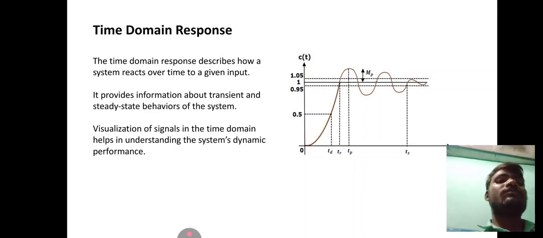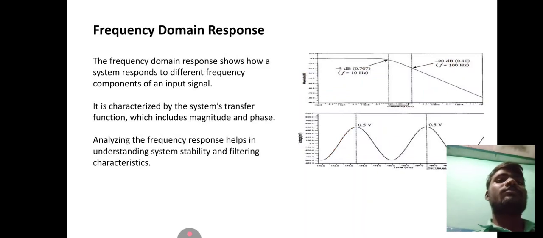See in the graph. Frequency domain response. The frequency domain response shows how a system responds to different frequency components of an input signal. It is characterized by the system transfer function, which includes magnitude and phase. Analyzing the frequency response helps in understanding system stability and filtering characteristics.